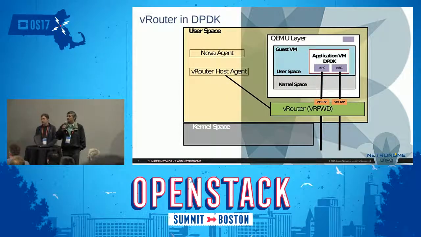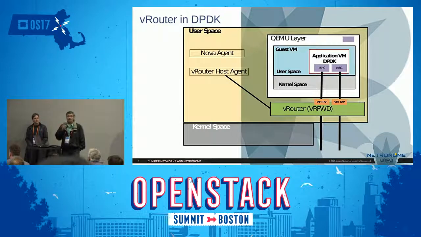So this is the same solution, but instead of vRouter running inside the kernel, it now runs in user space, and it's integrated with the DPDK library. And the VM is now mapped into the address space of the vRouter process, and we use the vhost user functionality inside QEMU, which is pretty much standard now with QEMU.